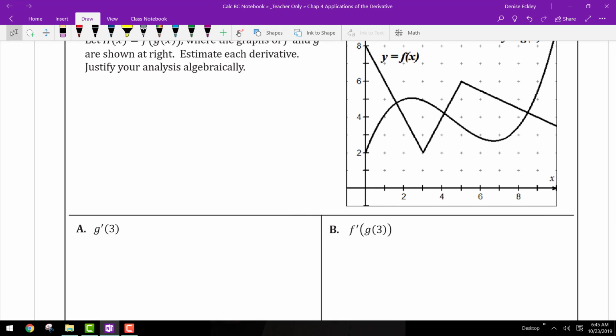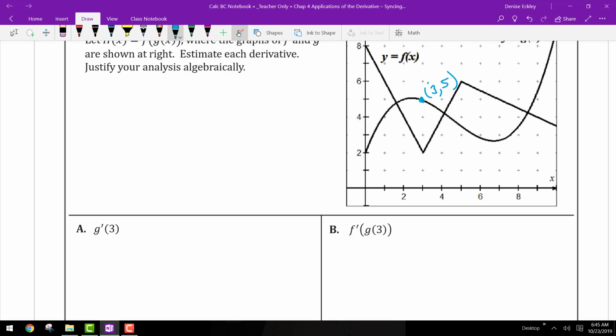Okay, so the first one is g prime of 2. So let's find g. G is the graph with the curves, and f is the graph with the points on it. So let's go to g prime of 2, which is right here. Okay. So that point is, I'm sorry, g prime of 3. G prime of 3, which is that point right there, which I'm going to call 3, 5.